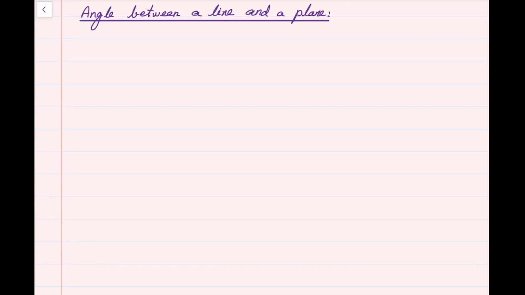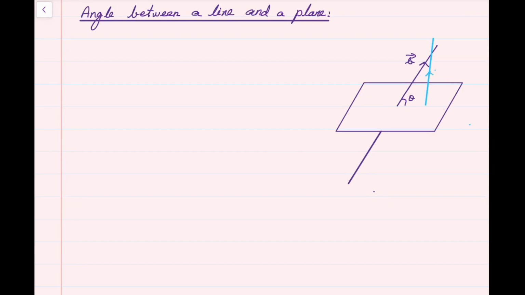Next formula, angle between a line and a plane. Let us consider a plane and a line intersecting the plane. We are going to find the angle between the line and the plane. This is b vector, and let us draw normal to the plane. This is vector n.